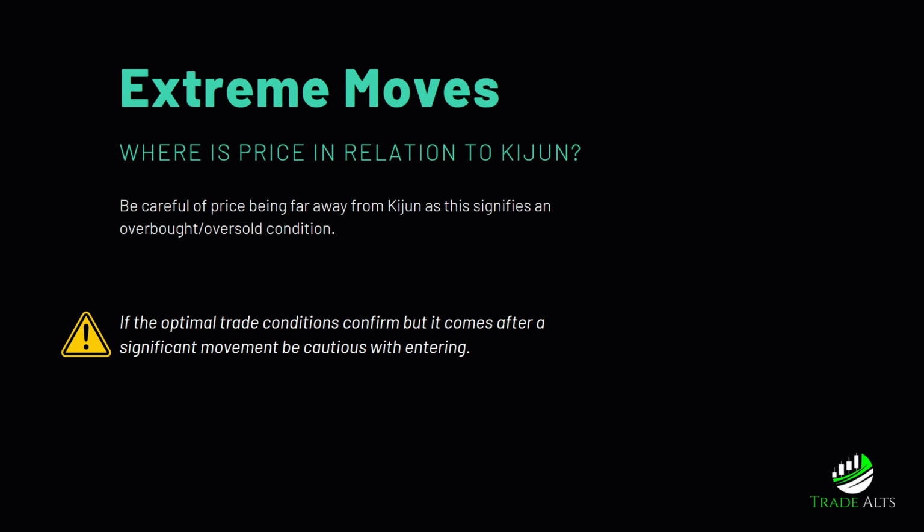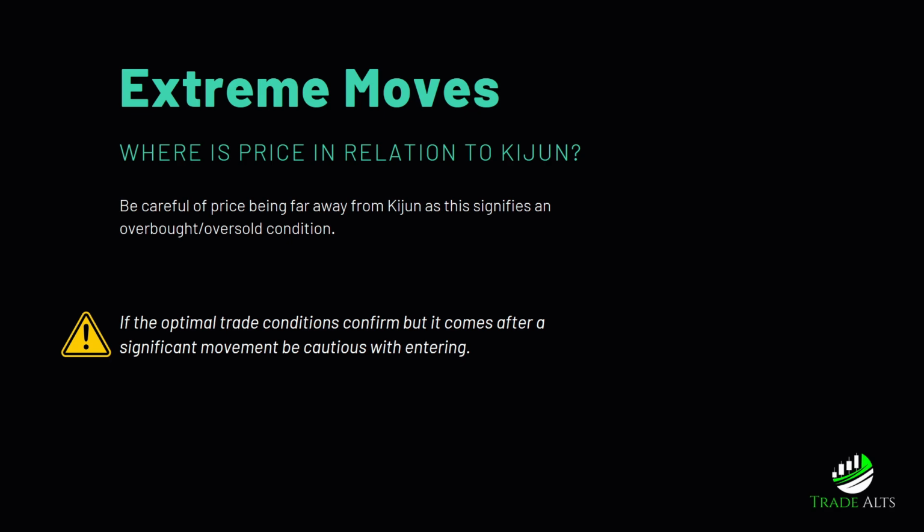which is a bit subjective, I guess you could say, it's kind of an opinion. There's not necessarily a rule that if price is X percent above, then you wouldn't take the trade. It's more about just looking at the chart, seeing what it looks like, and making a judgment call there. But if price is very far away from Kijun when all 4 of your signals confirm, that could also signify an overbought or oversold condition, depending upon whether you're looking for a long or short.